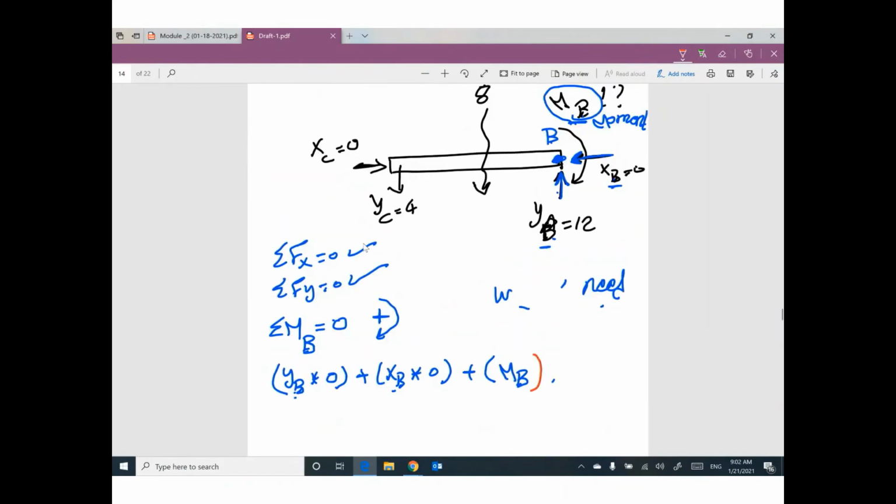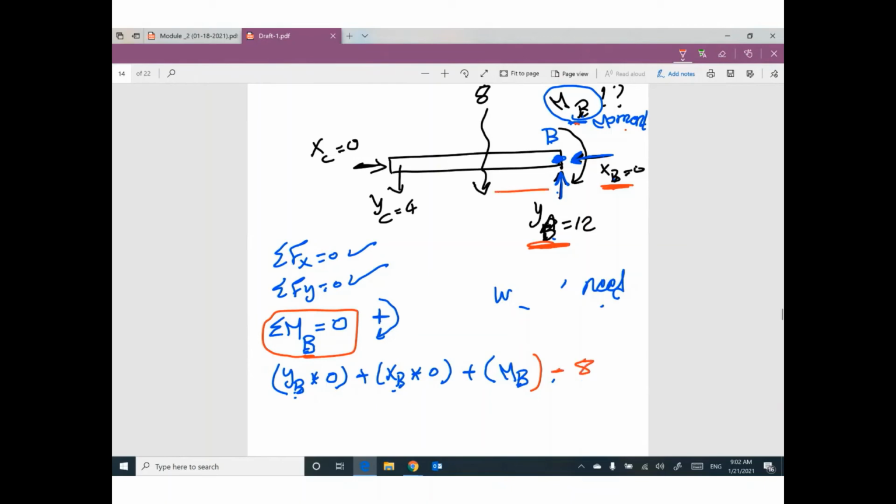Because MB is a moment and I'm looking for moment at B. We don't need distance for this reaction because it's a moment. If this reaction is a force, we still need distance. But if this reaction is a moment, it does not need distance. What else?